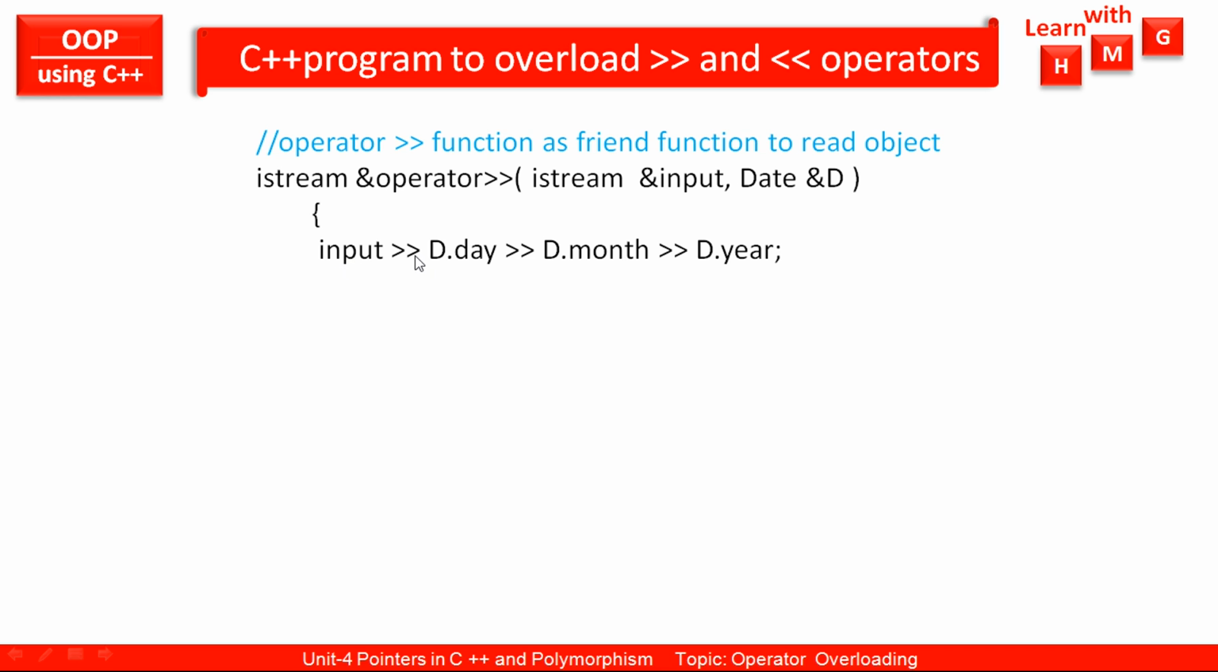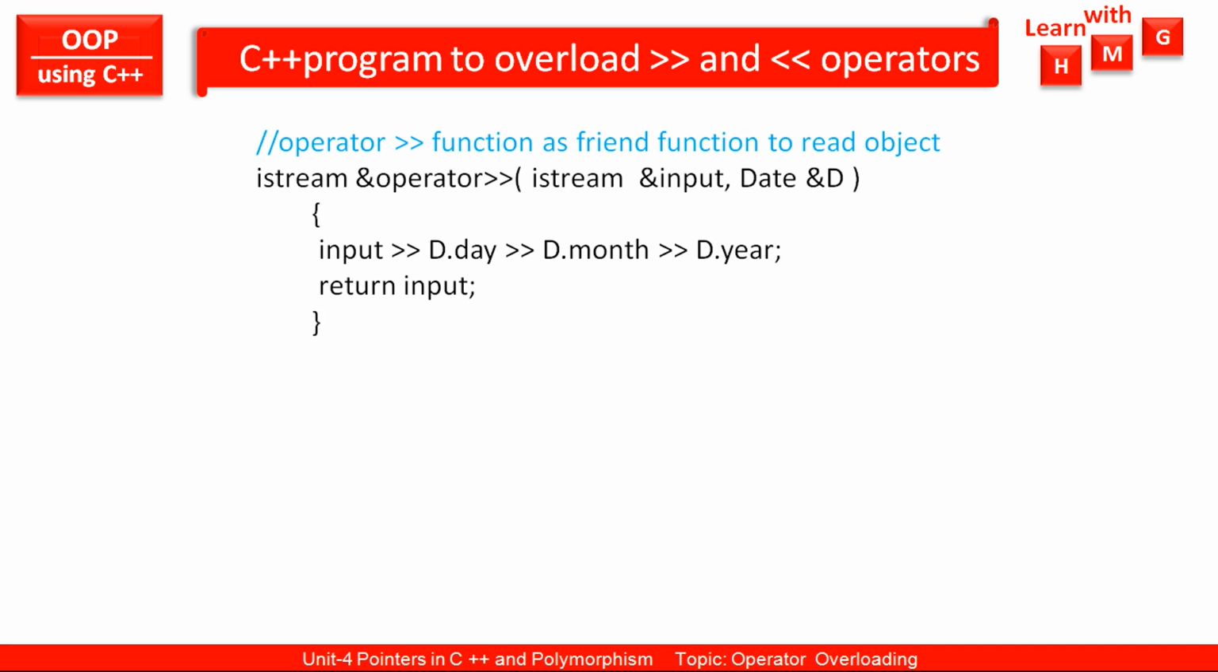cin >> d.day >> d.month >> d.year. Now here this particular d object is passed as an argument to this function, and the data members of this d object are accepted here as d.day, d.month and d.year. So all three data members are accepted as input using this input stream object input, and that particular input stream object is returned by this function.